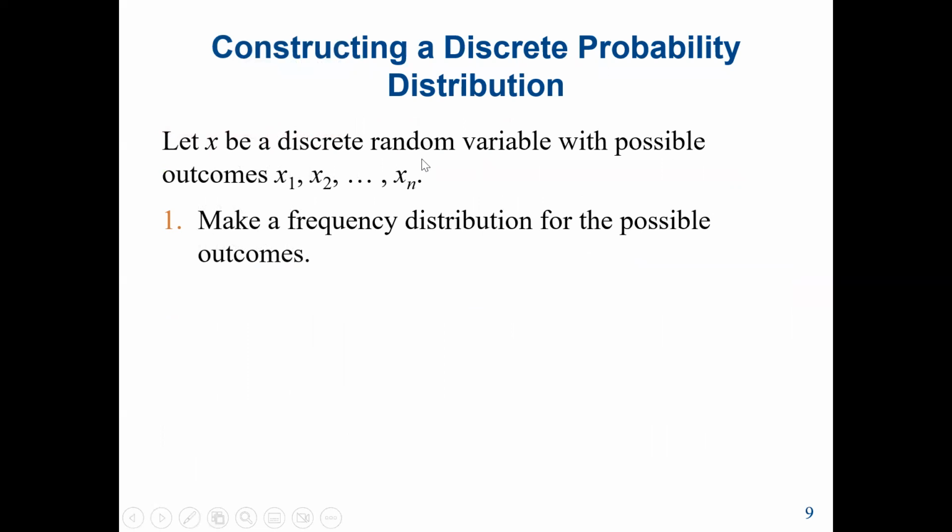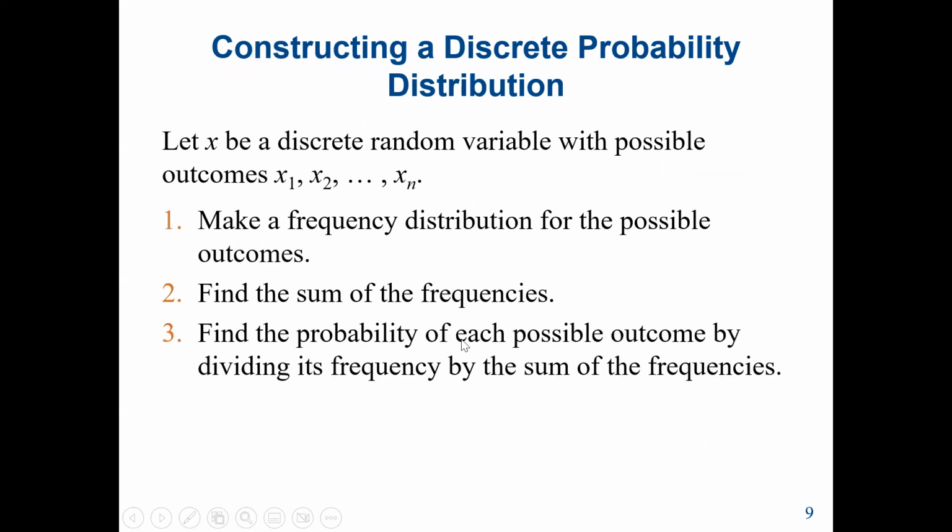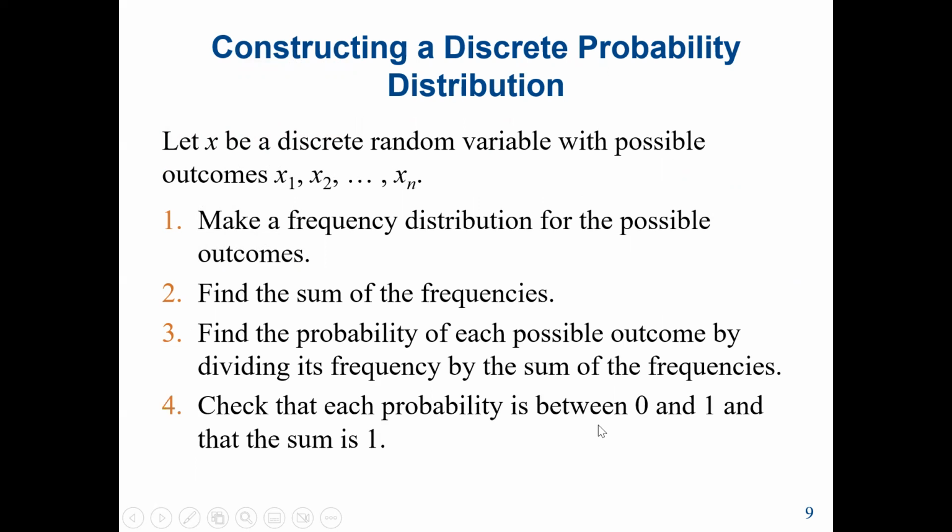Now, let X be a discrete random variable with possible outcomes x1, x2, up to xn. First, we are going to make a frequency distribution for the possible outcomes. Then we find the sum of the frequencies. Then we find the probability of each possible outcome by dividing its frequency by the sum of the frequencies. And that will give us the probability of each outcome. Then we check that each probability value is between 0 and 1, and also that the sum is 1.